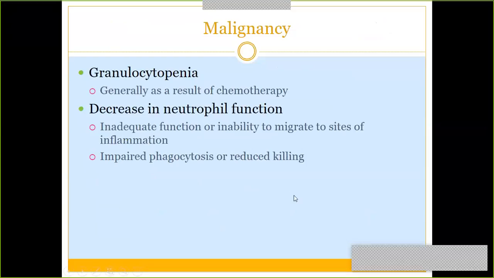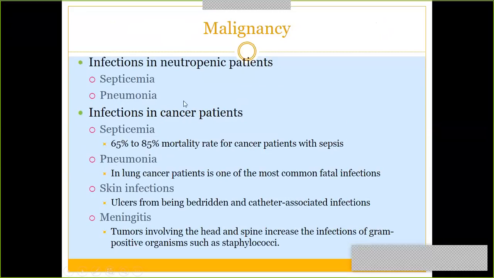Malignancy. Anytime somebody has a malignancy like leukemia, they're getting chemotherapy as treatment, and you wipe out your cell population. As a result, you don't have many neutrophils, and they're not doing so great because they're being killed off. So you're going to be prone to infection in malignancy because of the lack of phagocytic cells. Infections here are a lot of times very severe when you don't have neutrophils around. You get pneumonia and septicemia.